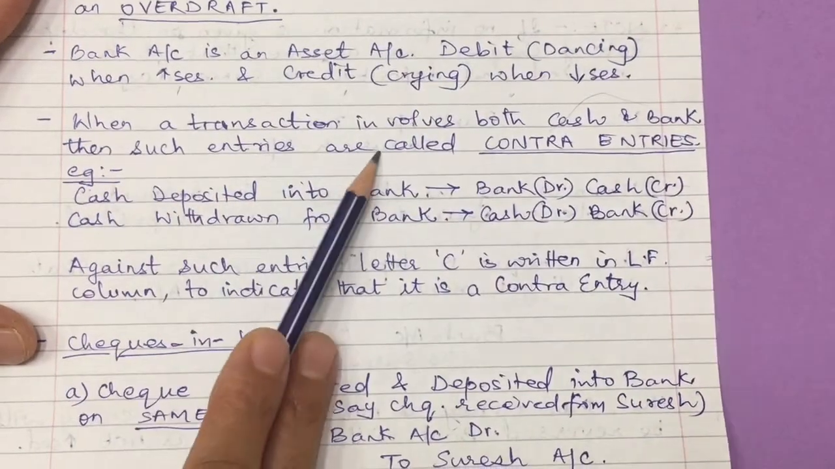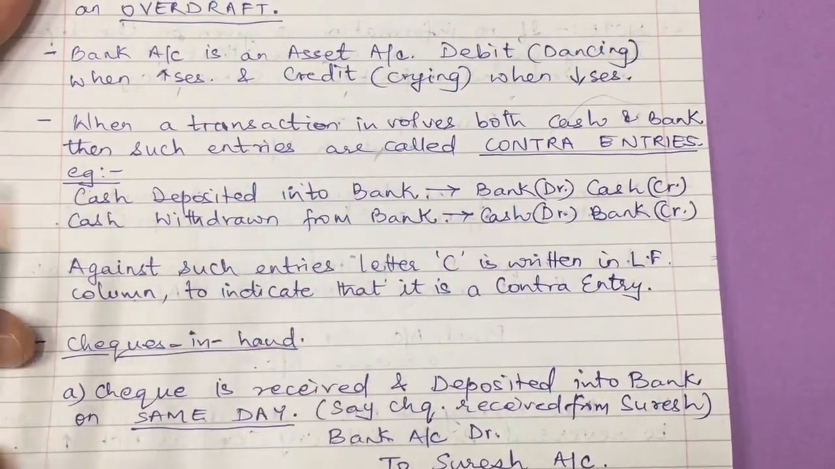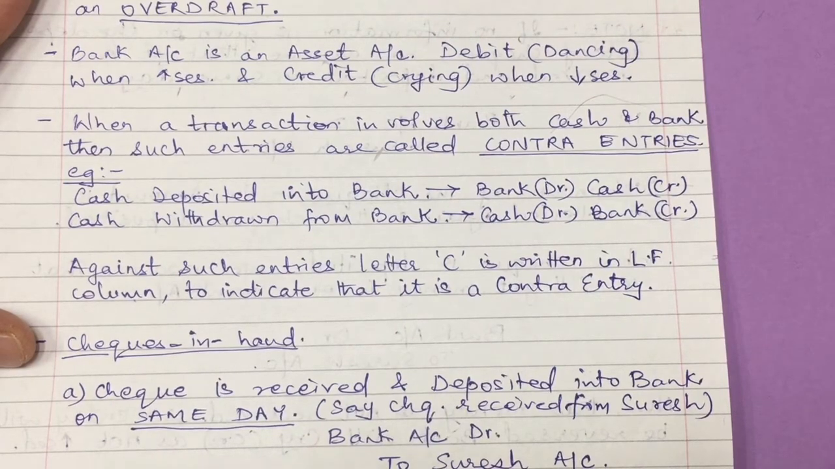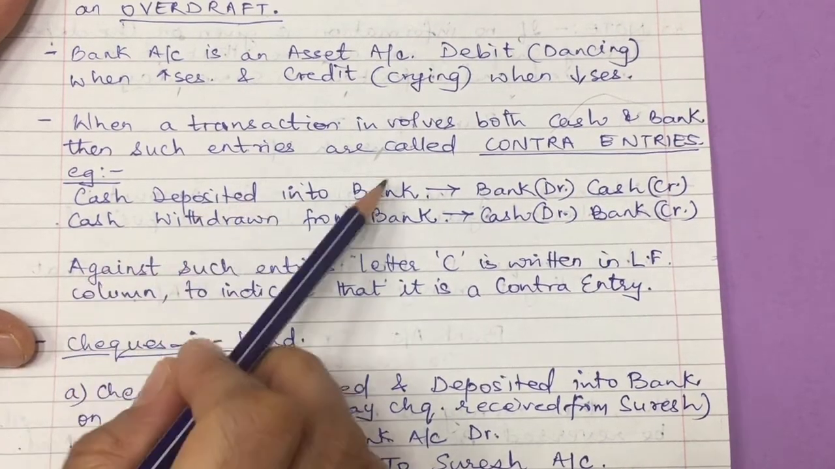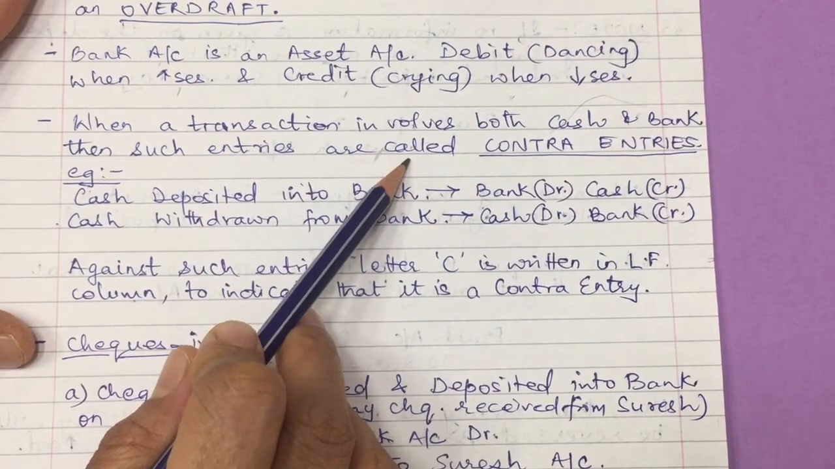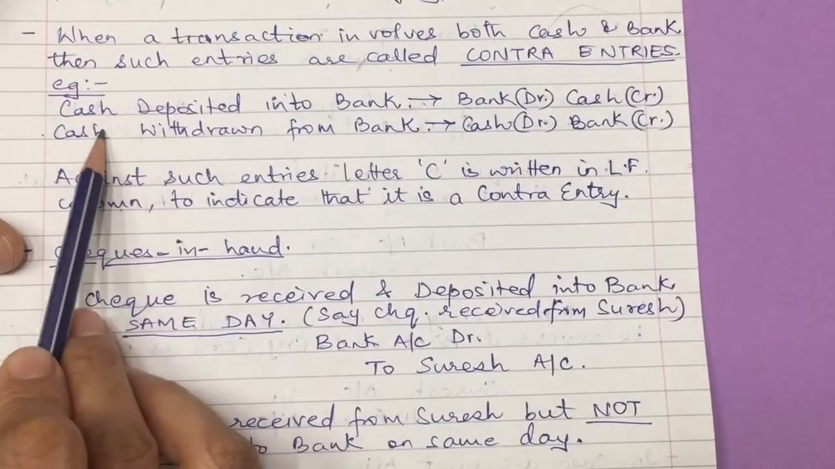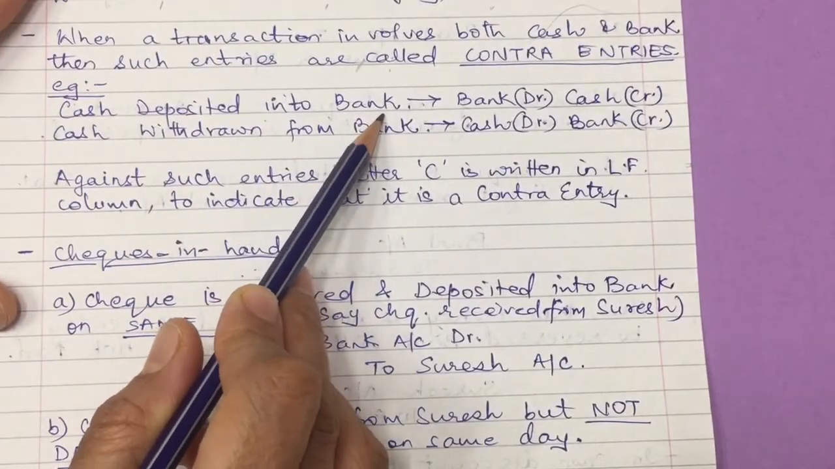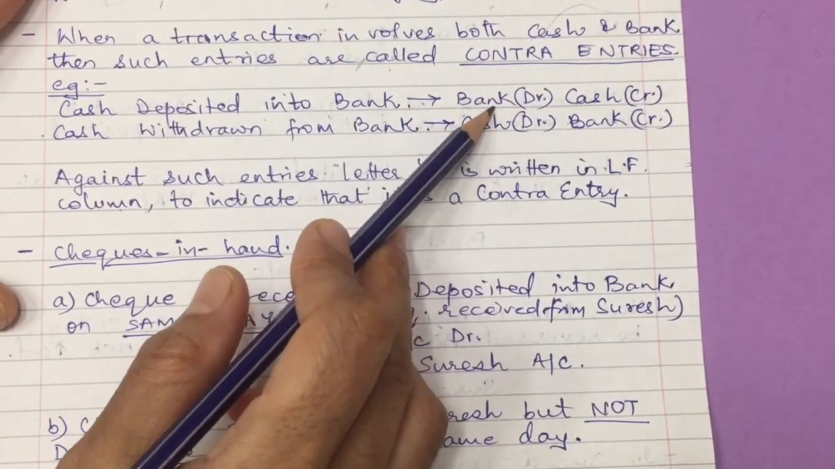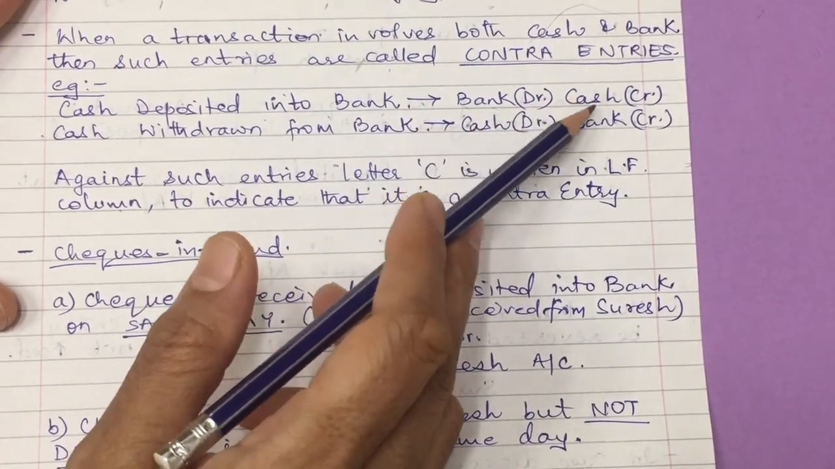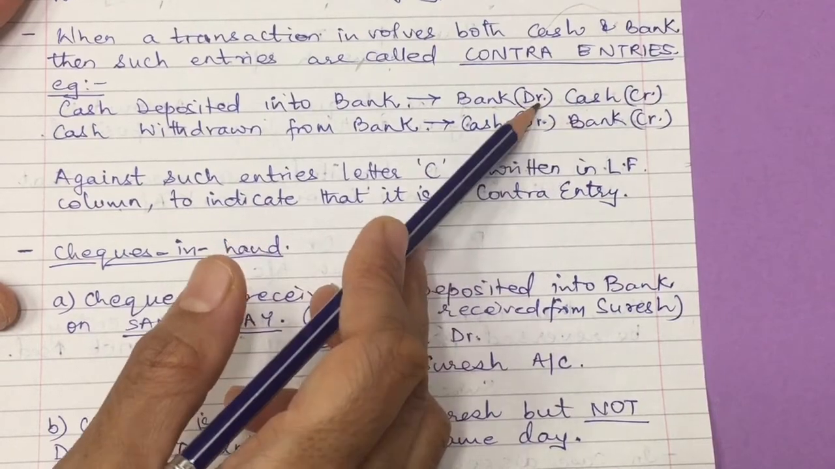Now when a transaction involves both cash and bank, alright, suppose I have deposited cash into the bank. My bank account is also affected, cash account is also affected. Such entries are called contra entries. Alright, cash deposited into bank. Bank will be dancing because it has received cash. Cash will be crying. Alright, contra entry.